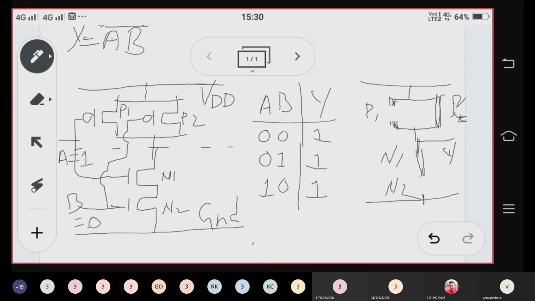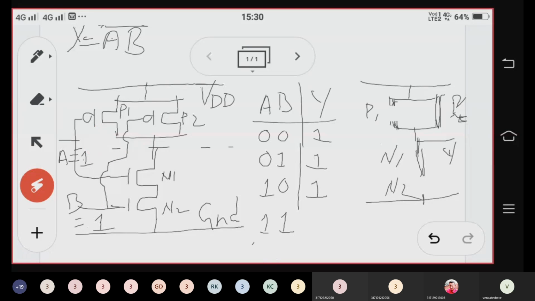Now we will discuss the last case, which is A equal to 1 and B equal to 1. Can anyone define which transistors are in on condition? Both are 1. Now A equal to 1 is given to the P1 and B equal to 1 is given to the P2, so both PMOS transistors are in off condition. P1, P2 are off, N1, N2 are on, output is 0, sir.